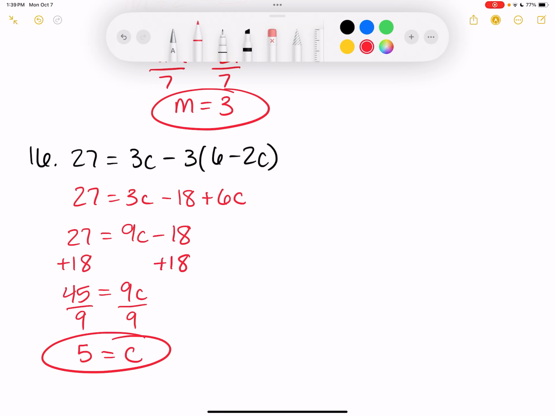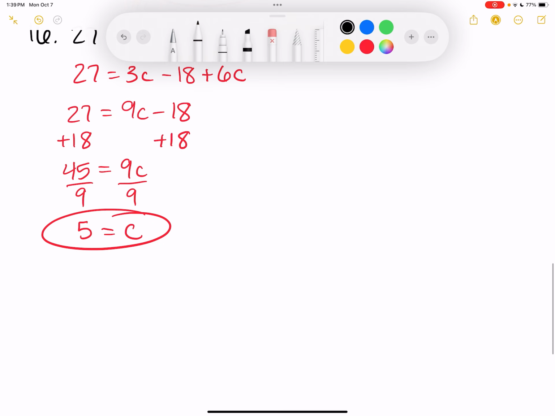All right, any questions on any of these so far? There's one more little topic in here we have to do. Then the last thing is multiplying by the reciprocal. So we have number 20, 3 over 2 times x minus 5 equals negative 6.